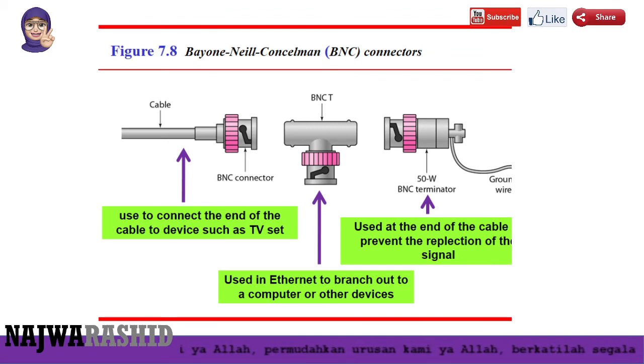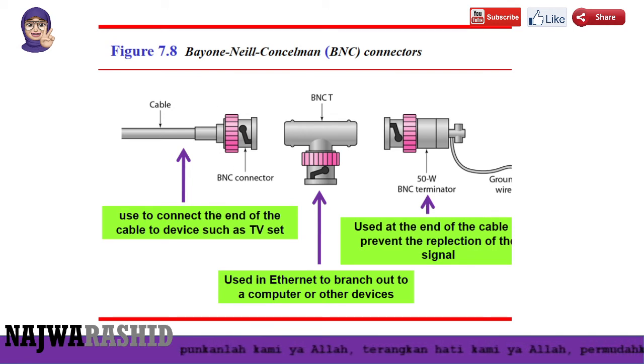Okay, this is the connector for the coaxial cable. This one is the cable, and we call this the BNC connector. So coaxial cable uses the BNC connector to connect the end of the cable to a device such as a TV set. This one is the coaxial cable, connected with the BNC. Usually you can see this type of cable at your TV. Astro uses this kind of cable.